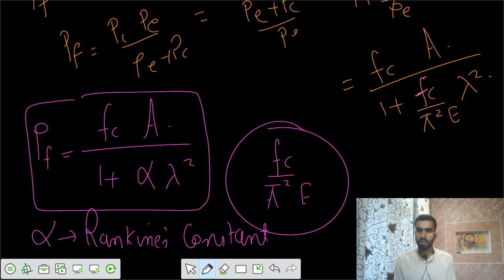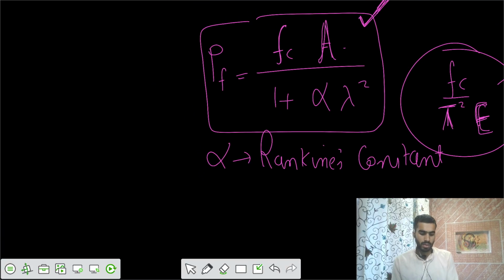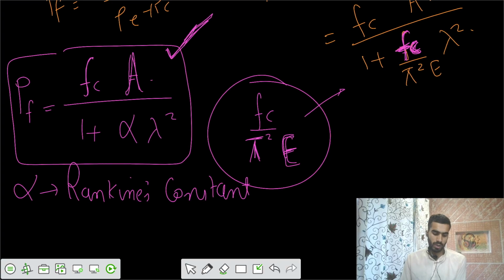So we know that material would be having some Fc, that is a constant function of that material. Fc won't change for the material. Fc is fixed. So E is also fixed for the material, and pi is also fixed. So we can get this constant, that is Fc by pi square E. So we can get an equation of how much failure load it would take for a particular column, that is equal to Fc into area of cross section divided by 1 plus alpha lambda square. So we got this one. We got this one also.